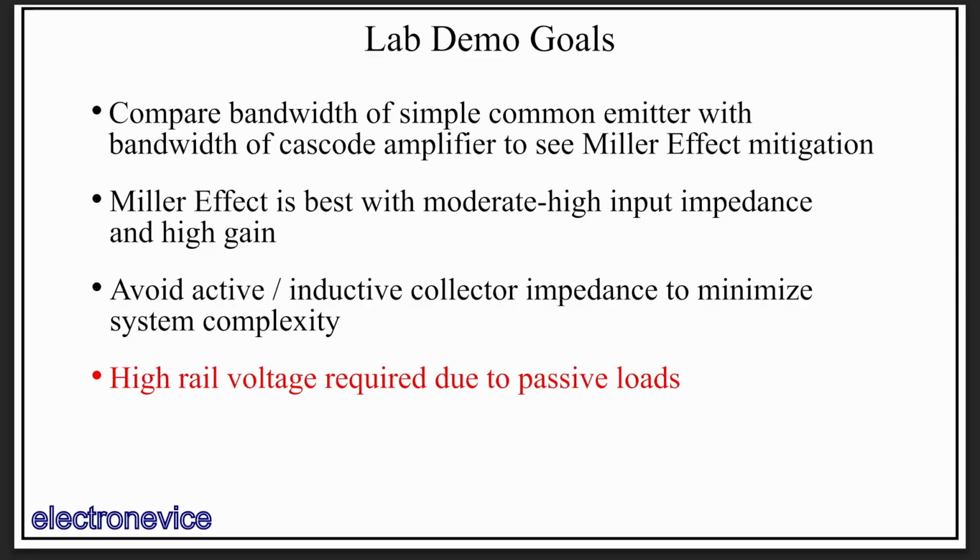As I mentioned, most cascoded circuits get around this by having active loads or inductive loads, which present low DC impedance and thus can get away with higher gain without having to resort to a high voltage rail. But to keep things simple, and because the 2N3904 transistor can handle high voltage, we will use a high voltage rail. So we'll start with the common emitter circuit.